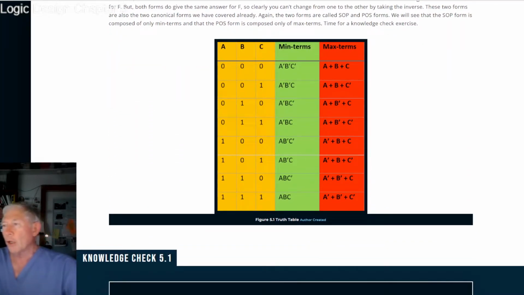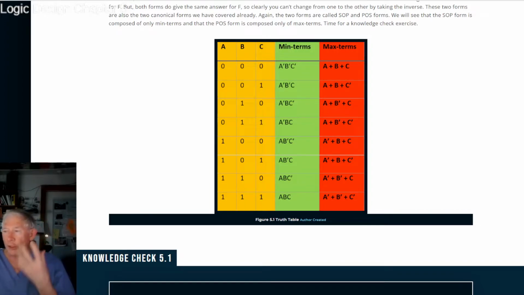Okay, so here's what I want to talk about. First off, this is a 3-variable truth table. We have variables A, B, C, and so that's 3 variables. So our n for the number of independent variables is 3. So 2 to the n rows are what we have to have, 8 rows. Every row has a min term defined, and every row has a max term defined.